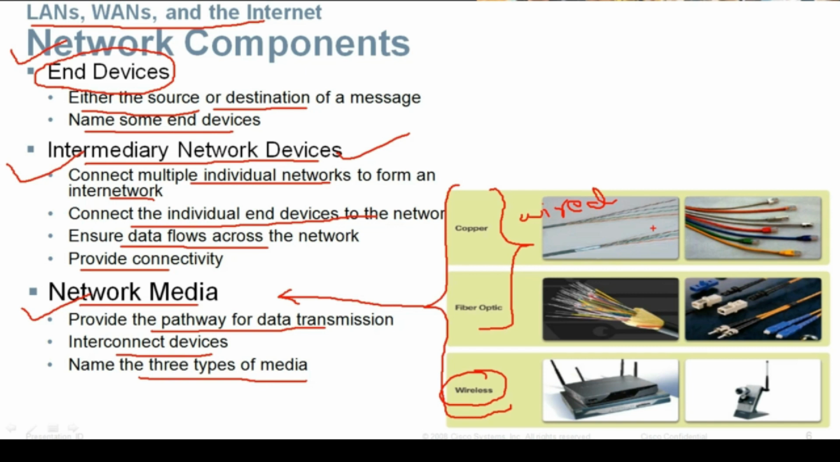Now if we see these three categories, copper, fiber optic and wireless, then the speediest technology is the fiber optic, and after that there is copper, and the last is wireless, which has very limited speed. Fiber optic is very fast, so you can use it in your network, but at the same time its installation cost is very high.